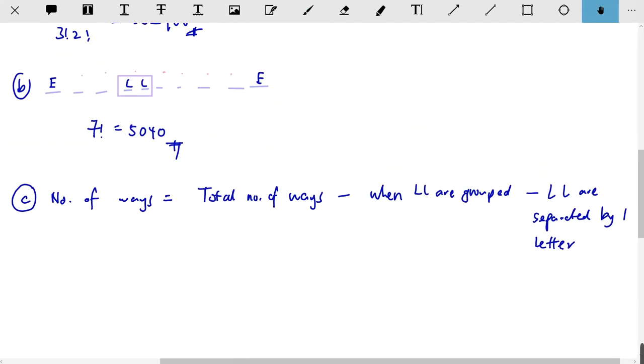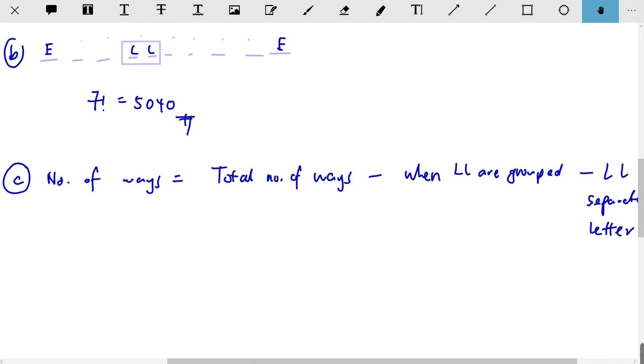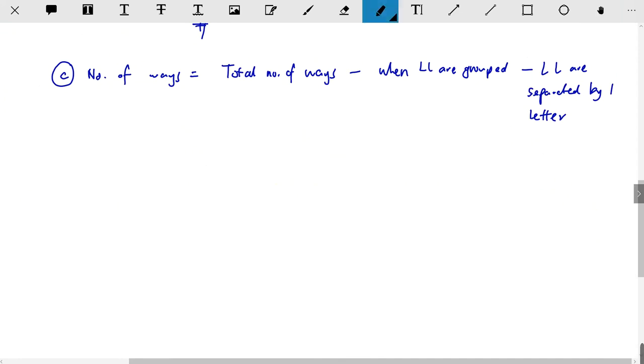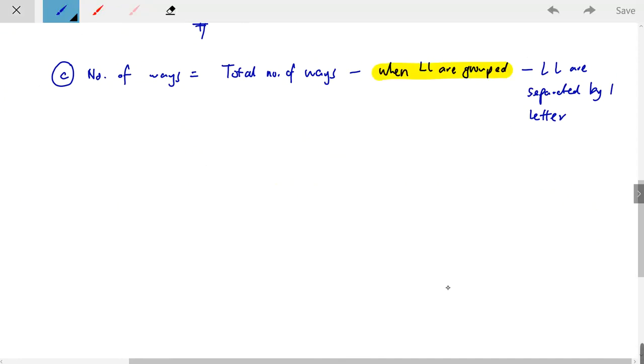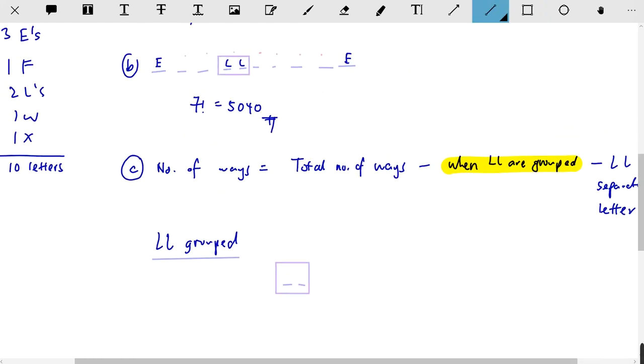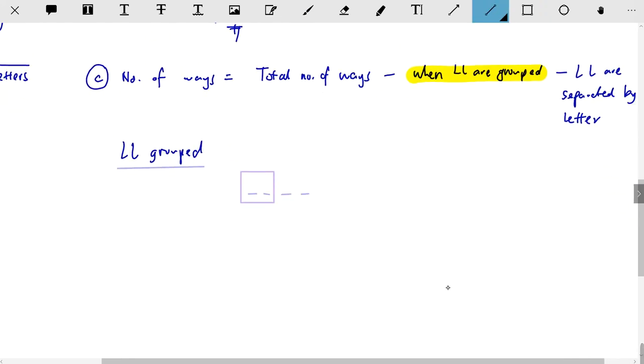Total number of ways is what we found already, which is 302400. When L are grouped together, that's the interesting bit. So for this case here, when L are grouped together, just this L group. Okay, this one is pretty okay as well. Basically, you need the LL. Then the rest outside you will have how many letters? 8. 1, 2, 3, 4, 5, 6, 7, 8.